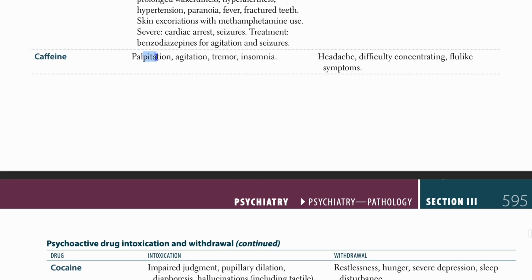Caffeine: palpitation, agitation, tremor, and insomnia. It can also precipitate PSVT, right? Paroxysmal supraventricular tachycardia, PSVT. Okay, but yeah, paroxysmal supraventricular tachycardia. It can precipitate that as well, if someone has a condition that has that. Okay. Caffeine withdrawal is headache, difficulty concentrating, flu-like symptoms.